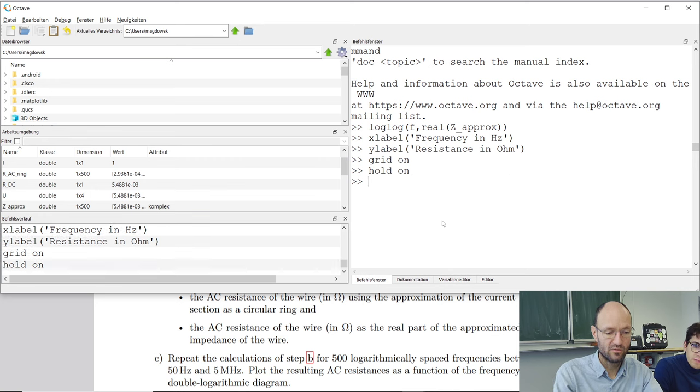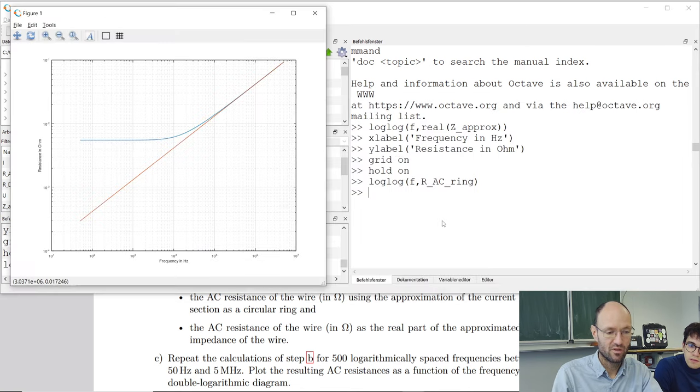Okay. So now if I take the same plot, in this loglog plot, I should try to do it with hold on. So if I into the same plot the R ring approximation, AC ring, why is the tab not working? Okay. Yeah, so now we can see, okay, this is this ring formula, and this of course works for higher frequencies, as we discussed, and for smaller frequencies where the skin depth is larger than the radius of the wire, it does not work. We get strong differences. But here it works pretty nice.